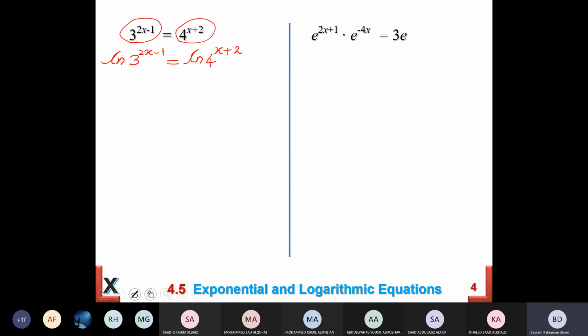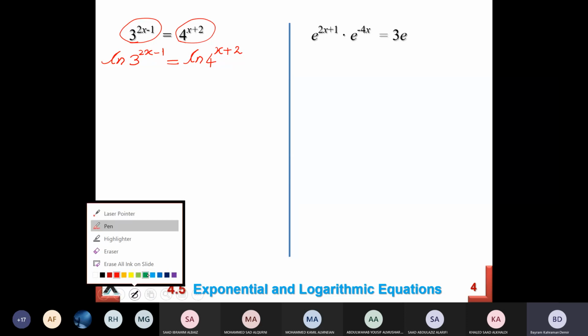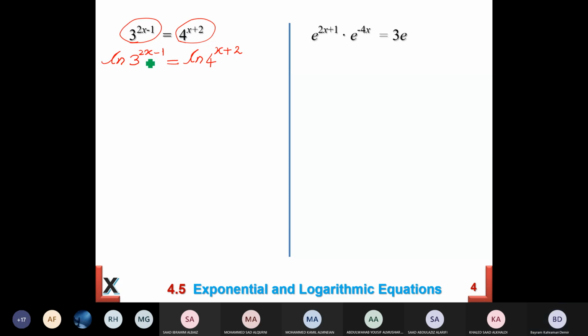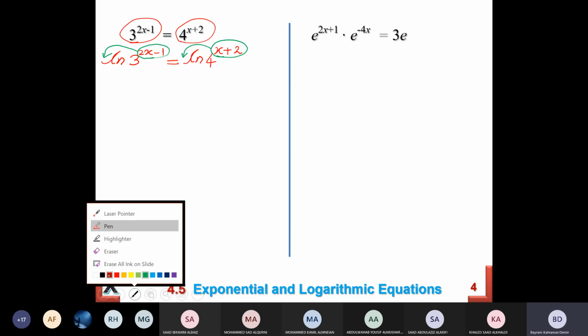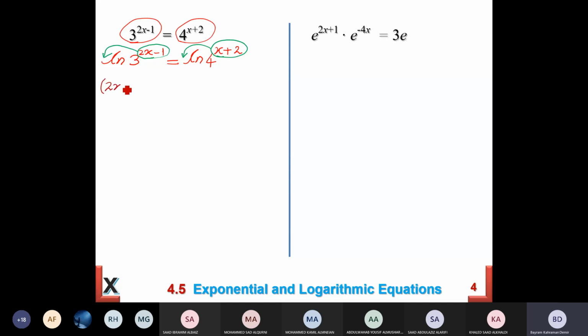Now imagine what happens when we have a power. I need to move the power in front of the logarithm, just move the power in front of the logarithm. So we have 2x minus 1 multiplied by ln of 3 equals x plus 2 times ln of 4.